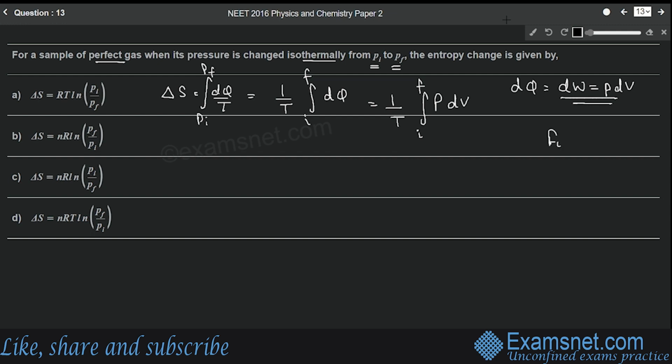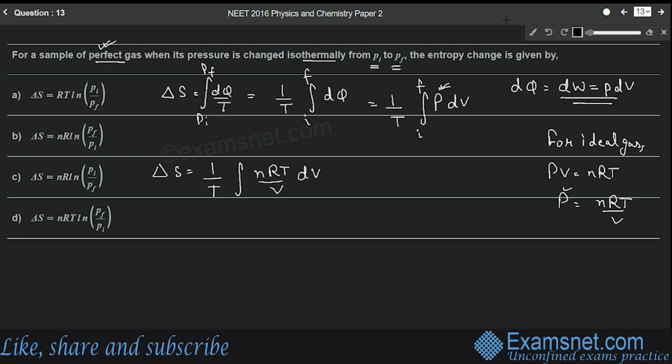Now the question mentions that the sample is of perfect gas, that means ideal gas. So we know that for an ideal gas PV equals nRT. So from here P is equal to nRT by V. Can we put this value of P in this equation? Yes. So delta S will be equal to 1 by T integration of nRT upon V. In place of P we wrote nRT by V into dV.